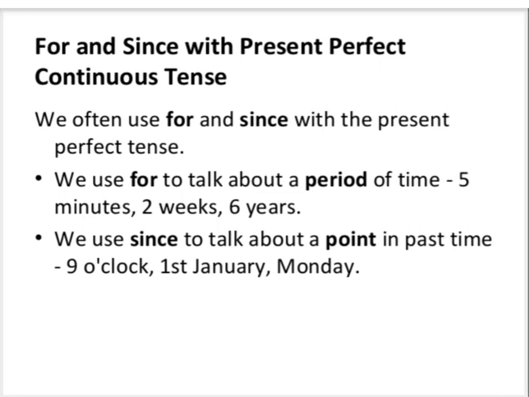For and since with present perfect continuous tense. We often use for and since with the present perfect continuous tense and present perfect tense. We use for to talk about a period of time, like 5 minutes, 2 weeks, 6 years. We use since to talk about a point of time, that is 9 o'clock, 1st January, Monday. So a specific time is mentioned where we use since.